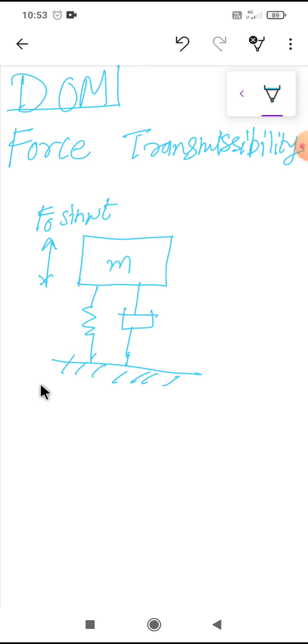So let's say the force transmitted here. There are a total of two: a spring force and a damping force. The spring force transmitted would be kx, and the damping force will be c x dot, cx dot. So the force transmitted to the ground will be kx plus cx dot. So this is the transmitted force.